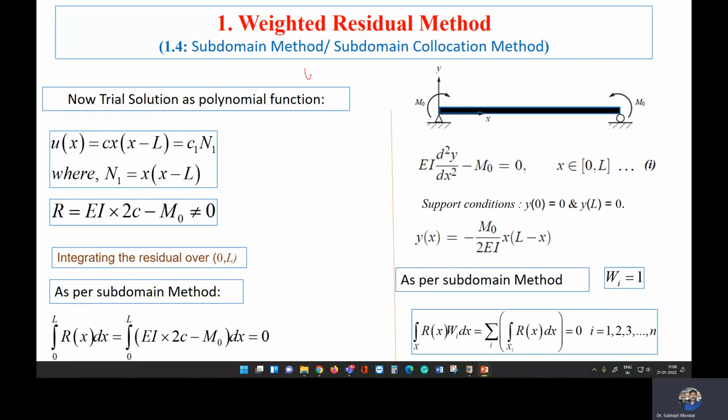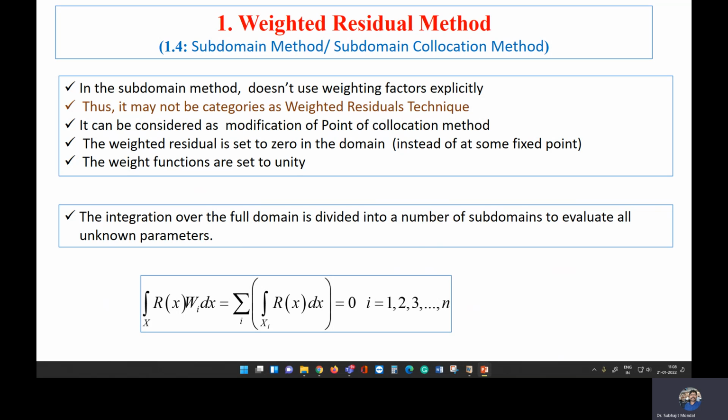We have discussed the subdomain method, and there we used our trial function u is equal to a sine pi x by l, and we get the solution. So in that subdomain method, what we did basically, we try to find the error, and then we multiply the error, and we make the error 0 in the subdomain.